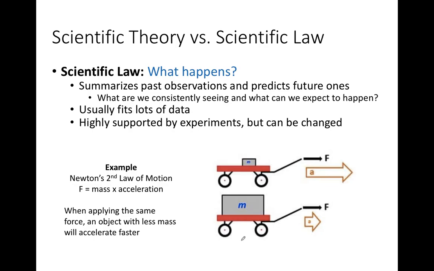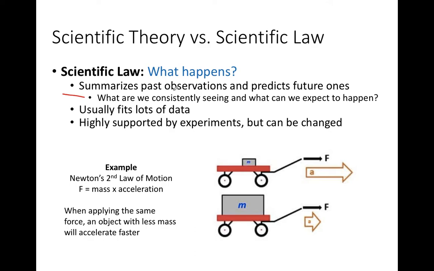So first off, we're going to see a lot of these throughout the semester. Different scientific laws and different scientific theories that have been described in our textbook, or we're going to be talking about different types of information based on these. So it'll be really important to know what the purpose of each is. The purpose of a scientific law is just to describe what is happening. This usually summarizes past observations and predicts future ones. So what are you consistently seeing, and what can you expect to happen over and over again?